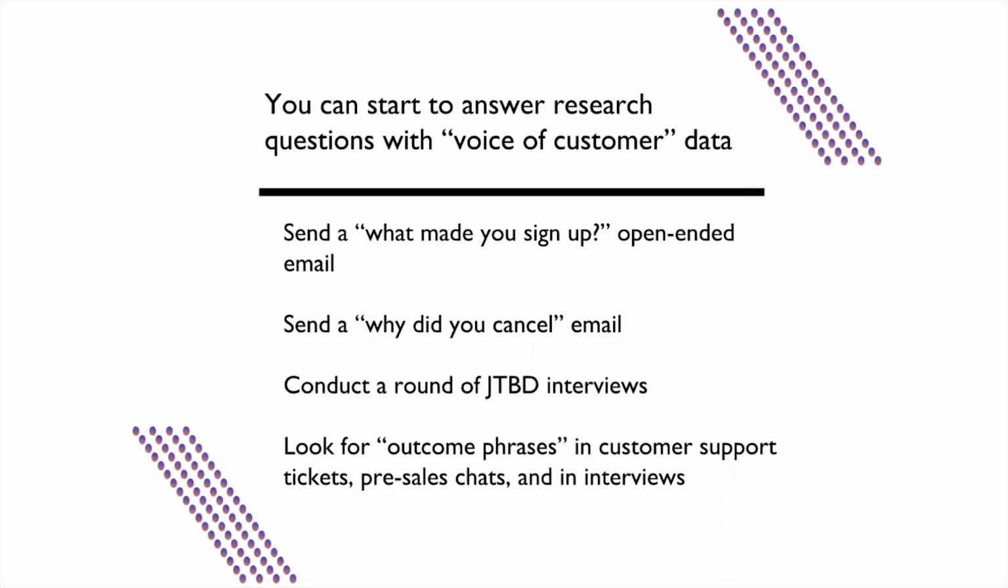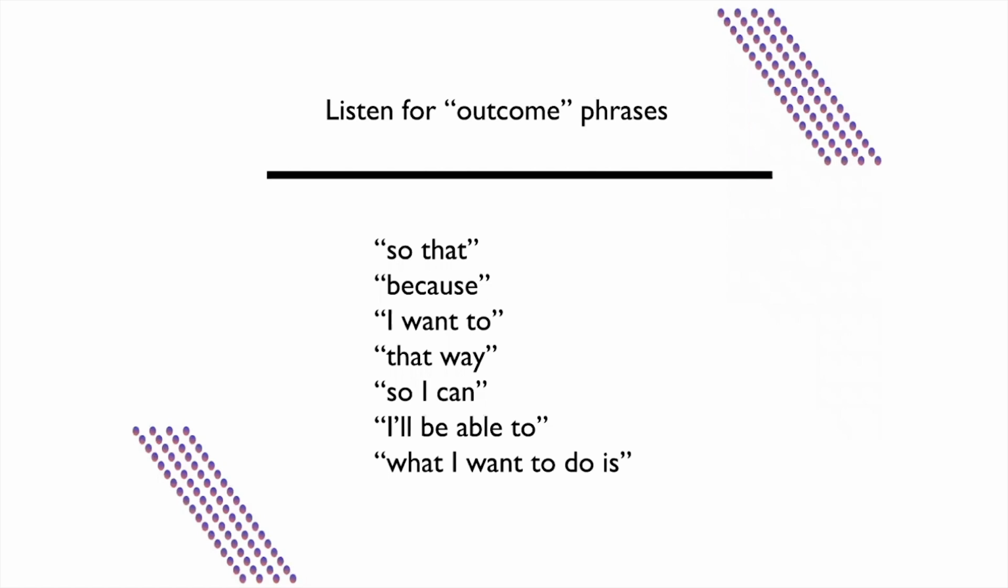I also recommend looking for outcome-based phrases in your customer support tickets and pre-sales chats or in your interviews. Listen for people telling you the thing that they want to accomplish that has nothing to do with your product. I want to send invoices so that I can look really professional to all of my freelancing clients. Or I want to set up time tracking because I'm really not sure which projects are taking the most amount of time and which ones are ultimately going to generate the most revenue for me.